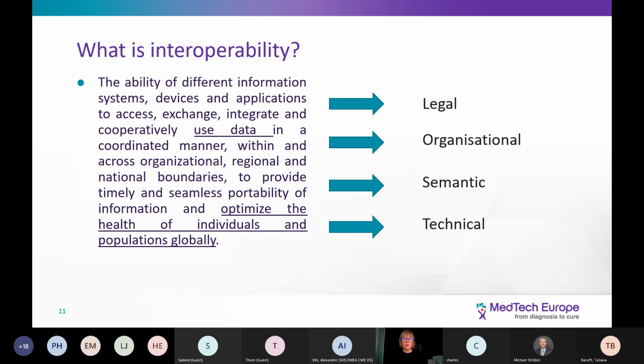And that has nothing to do with the technical capacity of the machines to talk to each other or the software to talk to each other. It's to do with the way in which the systems are organized and the legal frameworks which pertain. So I did just want to reference that. Next slide, please, Michael.